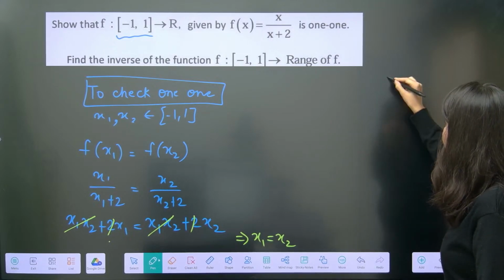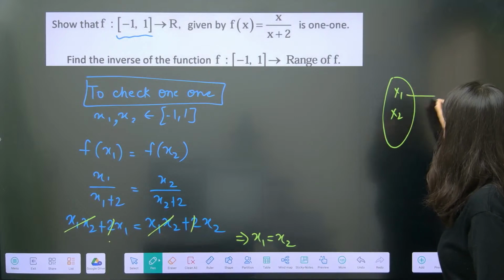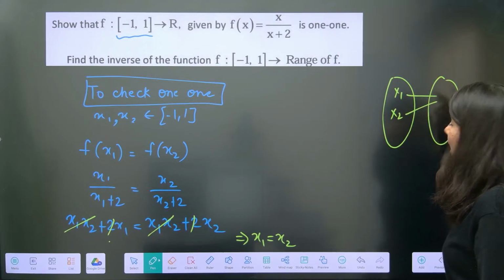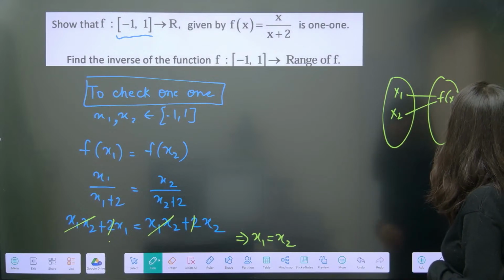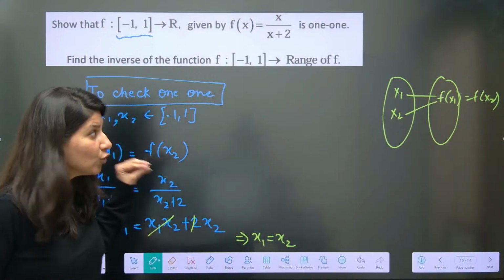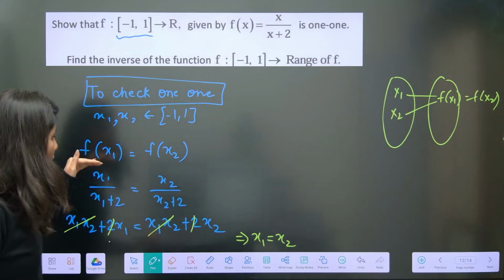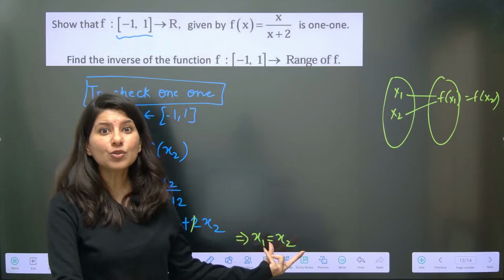See what I did. I have taken two different inputs and calculated f of x1 and f of x2, and I thought both are the same. I tried to forcefully equate them. The moment I equated them and solved, I realized the inputs are also equal.